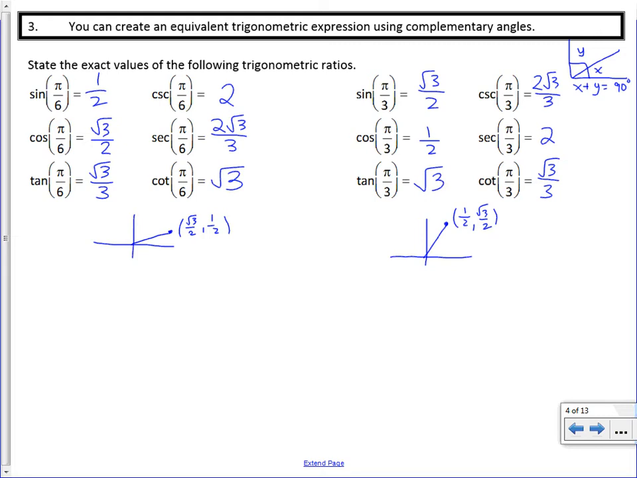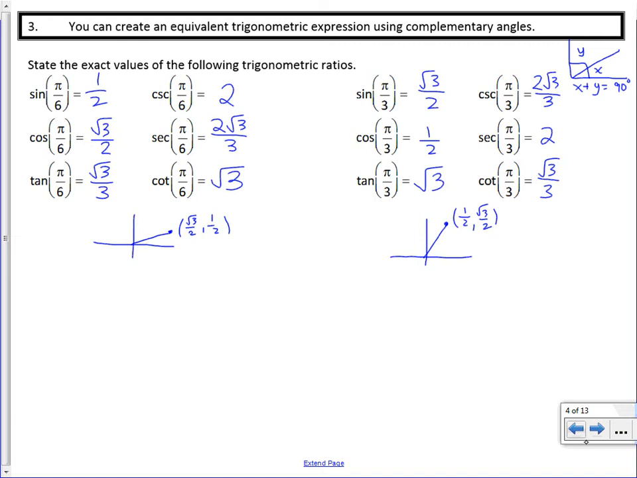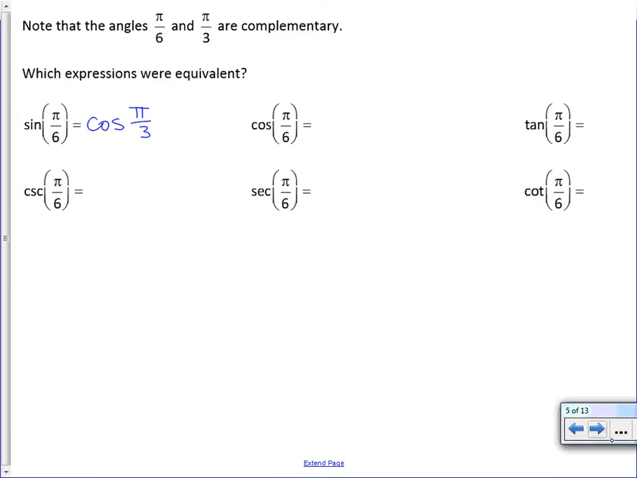So sine of pi over 6 is a half. What does it match up to? Cosine of pi over 3. Okay? Those are equivalent. Let's work across. Cosine of pi over 6, what's it equivalent to? Here's what I'm doing, guys. Cosine pi over 6 is root 3 over 2. I go over here, where's the root 3 over 2? Sine pi over 3. So that's my match.